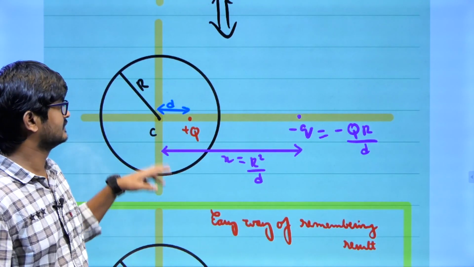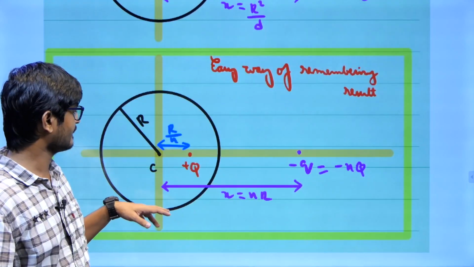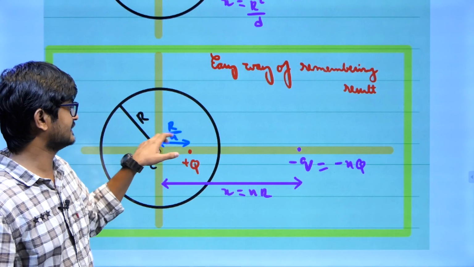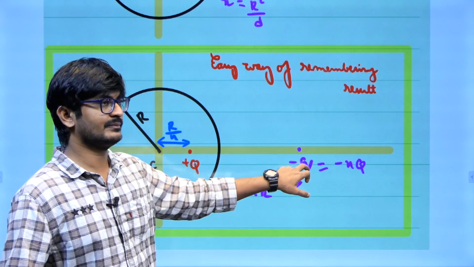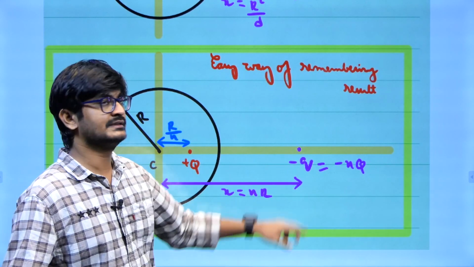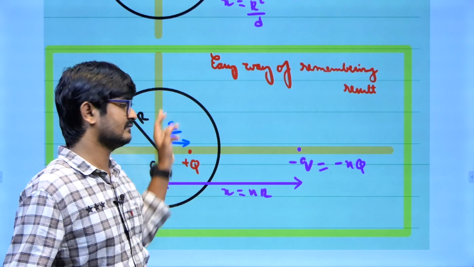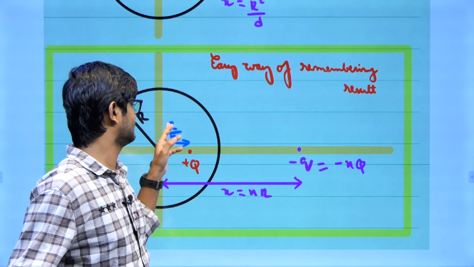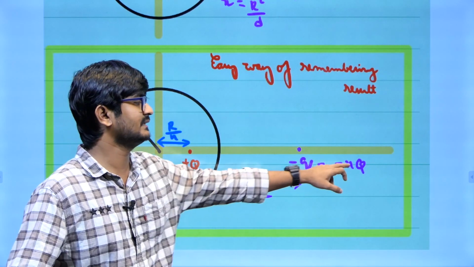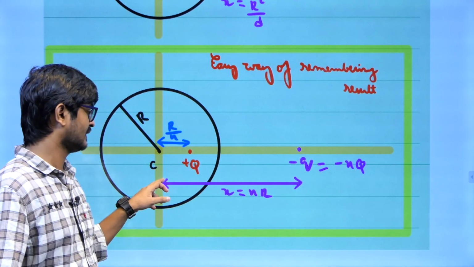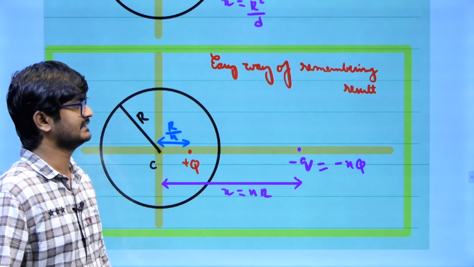Suppose this is the question: if there is a charge q at a distance r by n, what is the charge you need to place, and at what distance, so that the potential on this sphere will be 0? If the distance is r by n, then this charge will be minus nq, and the distance must be n into r. This is easy to remember.